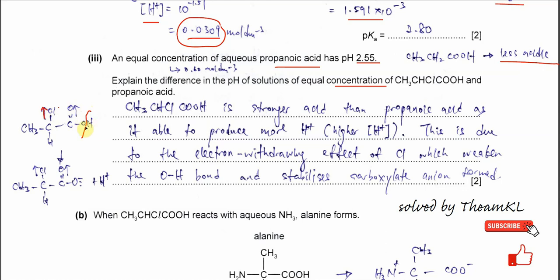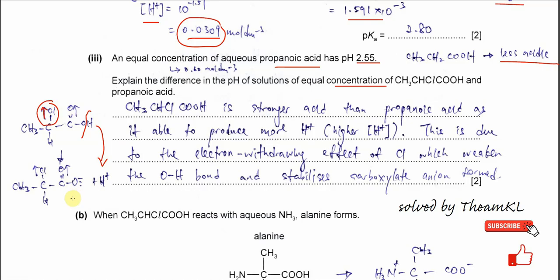When this OH bond is easy to break, it will form more H+, like here. More H+, therefore it is more acidic. So this is the effect of this chlorine. Now the second effect is what?